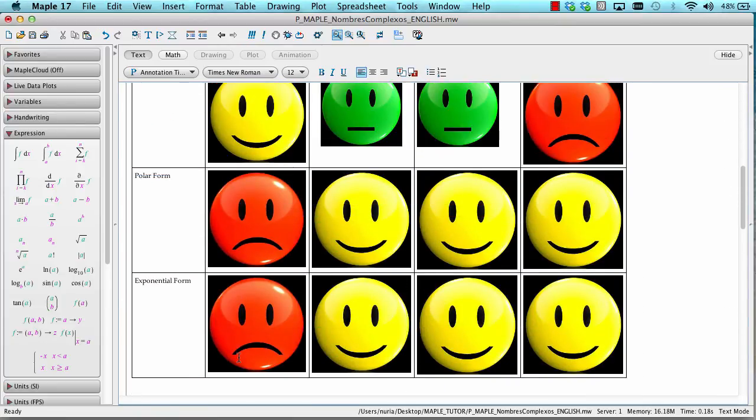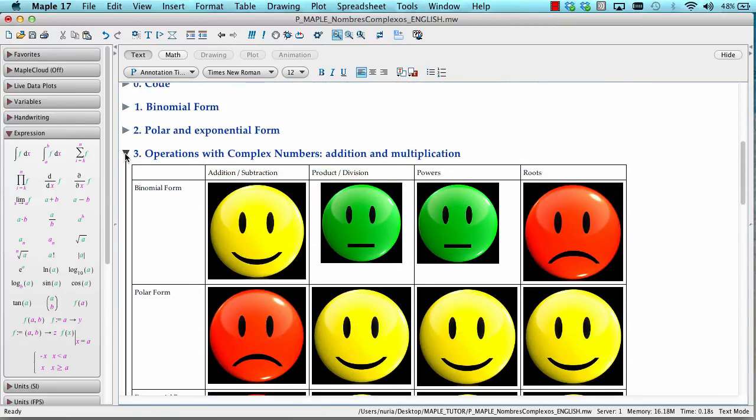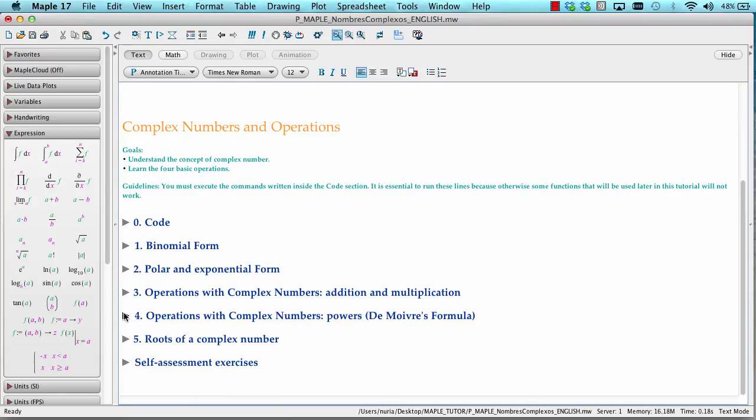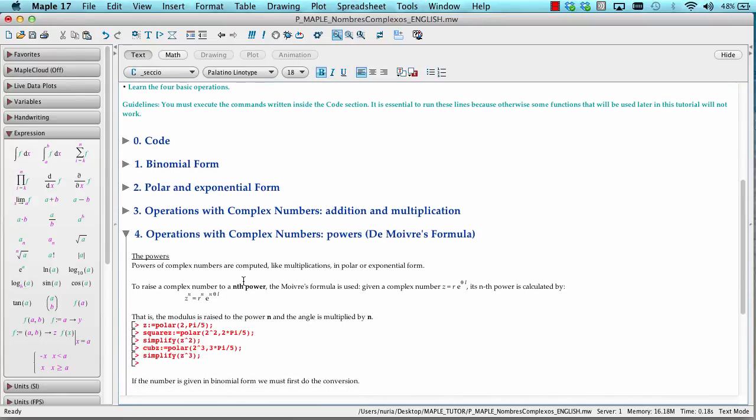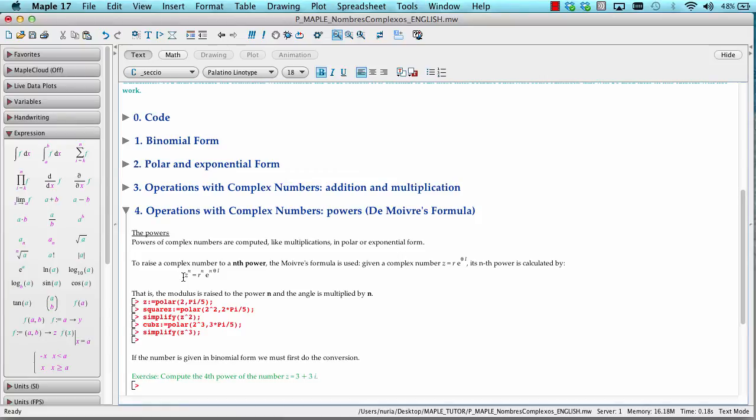Now we know how to compute additions and multiplications. Let's see how we do with powers. Again, for powers, you have de Moivre's formula, which tells you that if you have a number with magnitude r and argument theta, then its nth power has modulus r to the power n, and the argument you are going to multiply by n. So remember that the modulus has a power, but the argument has a product.